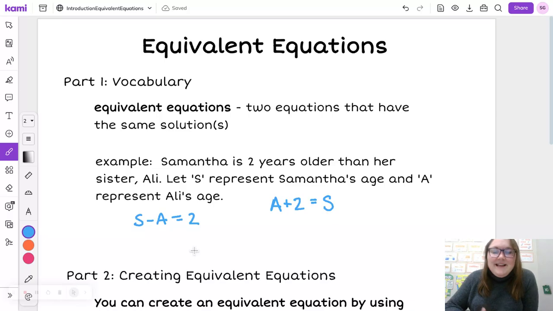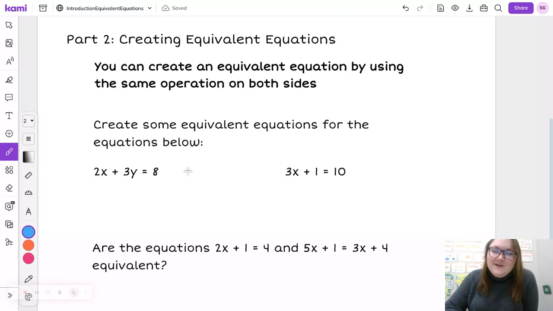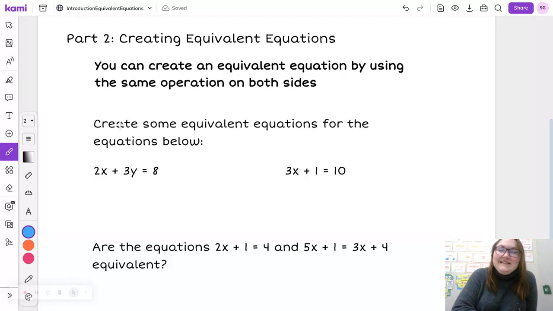The main focus of our lesson is going to be on how you can create equivalent equations and how you know if two equations are equivalent. And so the big idea of creating equivalent equations is you can create them by using the same operation on both sides. That's going to sound really similar to how we describe solving equations. Remember, if you do something on one side, you've got to do it on the other. So for example, if I wanted to create an equivalent equation for this equation here with two variables, as long as I'm doing the same math on both sides, I'll create an equivalent equation.